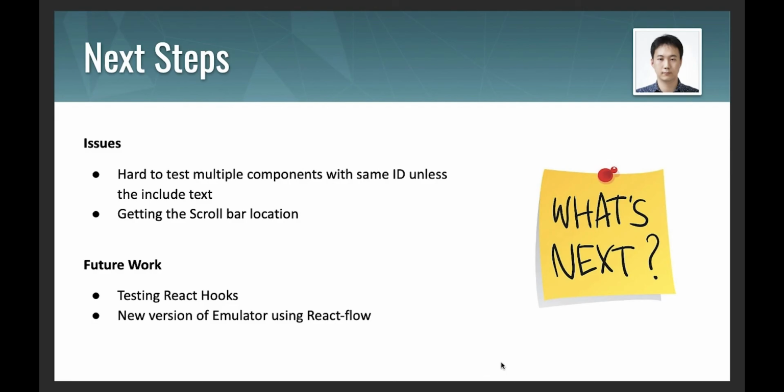There are other possible future works. We can't check React functions such as hooks, so we need a way to check them. Also, we need to rewrite the Cypress tests for Scott's new emulator, which he just presented. And I think that'll be all.